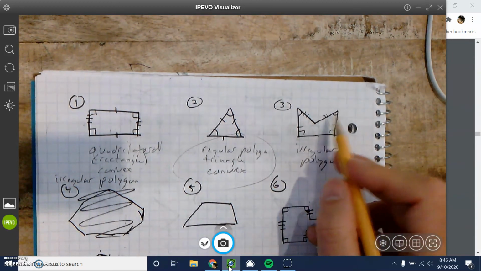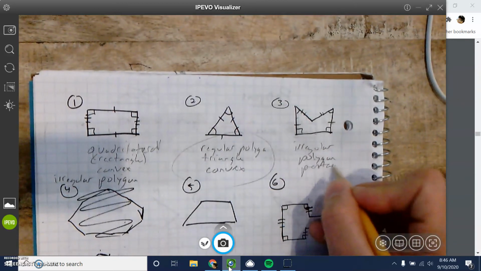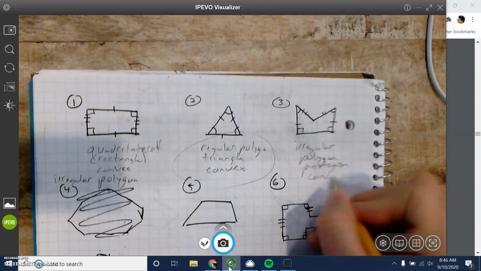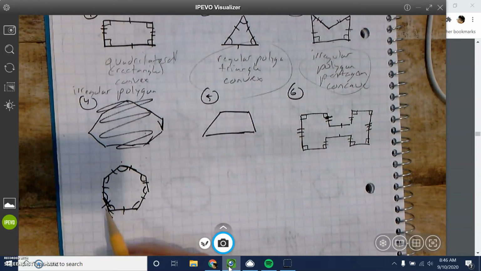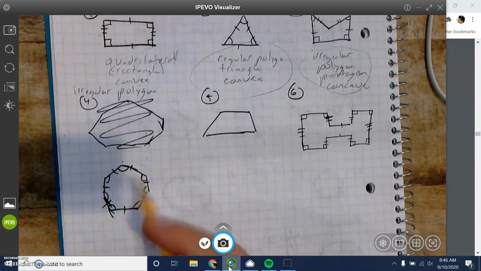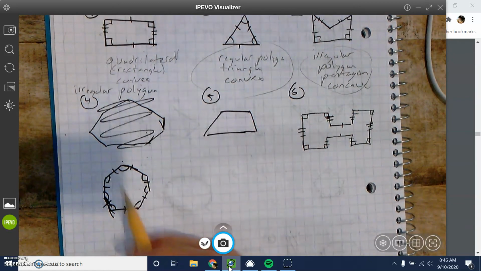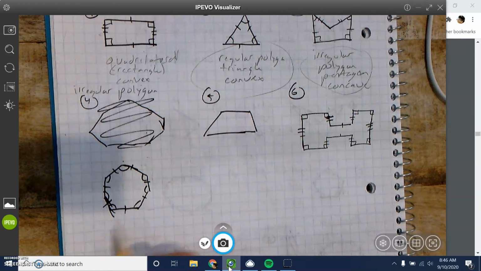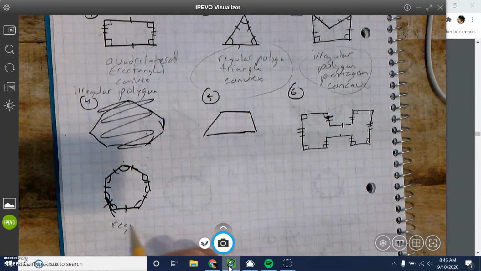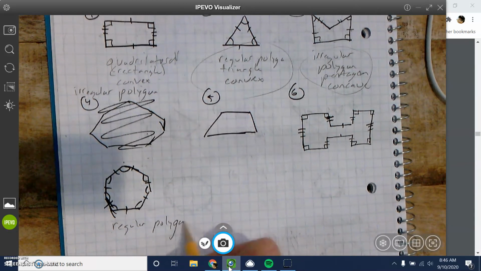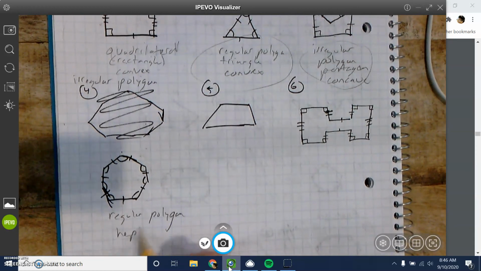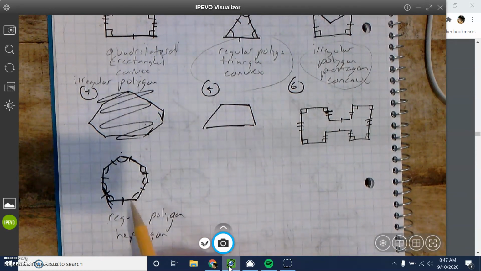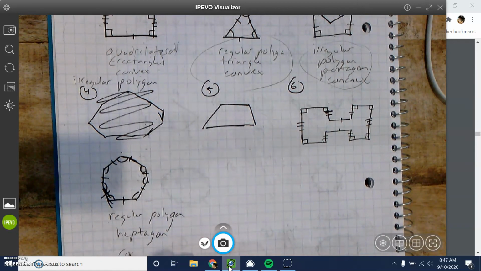This one right here is an irregular polygon, 1, 2, 3, 4, 5 sides. It's a pentagon. And it's concave. Bam. This one is hard for me to draw. This one, 1, 2, 3, 4, 5, 6, 7 sides. So this one is a regular polygon called a heptagon, 7 sides, and it is convex. Doesn't have a cave to it.